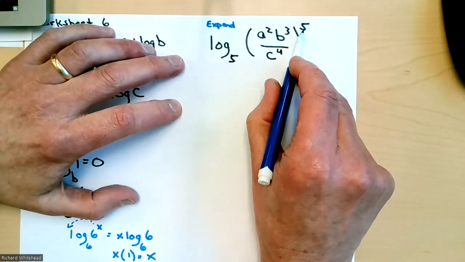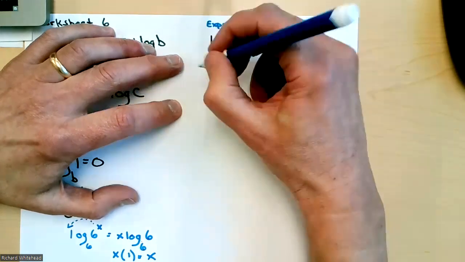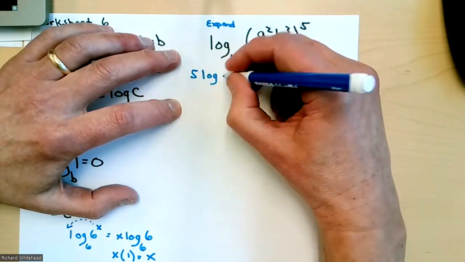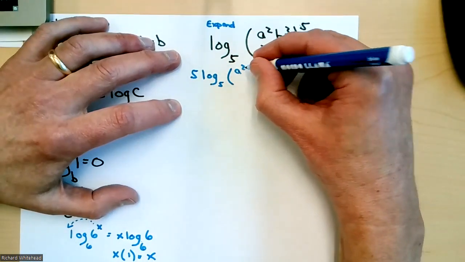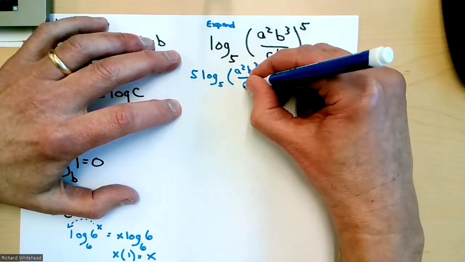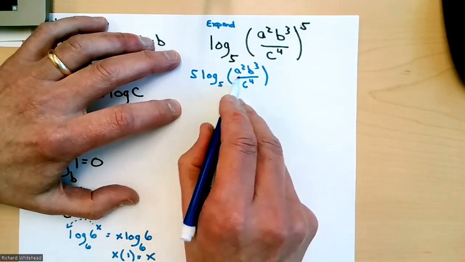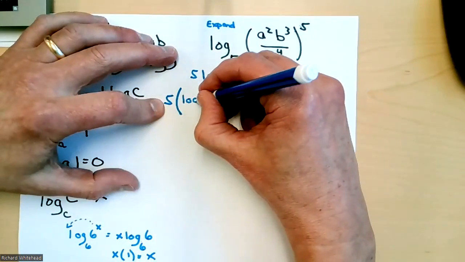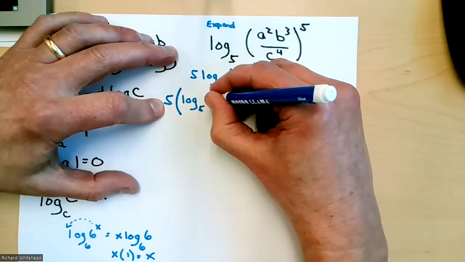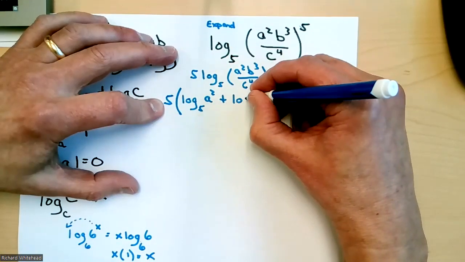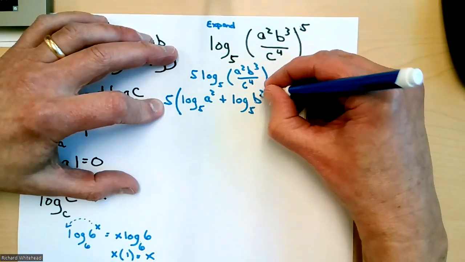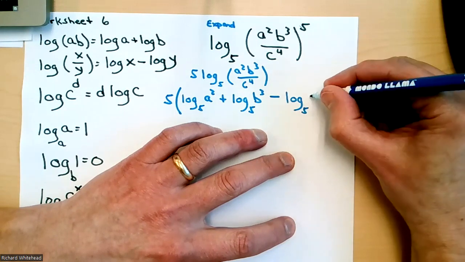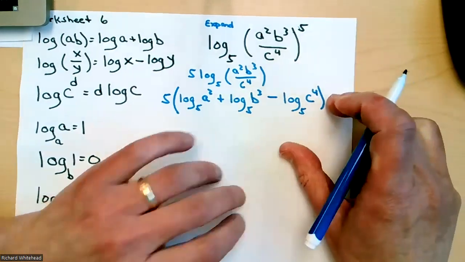The first thing you can do is say, hey, I've got an exponent on the part that's in the log, so that exponent can come to the front. I can bring that exponent out front and say, well, that would just be 5 times log base 5 of a squared b cubed over c to the fourth. So I brought that 5 out front. Now I can expand all this stuff. The 5 is going to stay out front. So this will become log base 5 of a squared plus log base 5 of b cubed minus, since c to the fourth is in the denominator, log base 5 of c to the fourth.